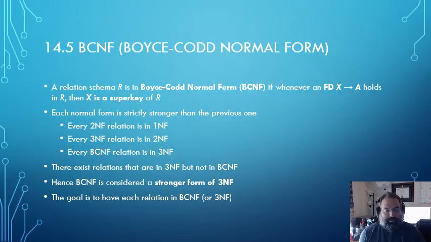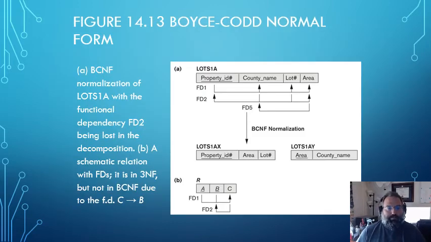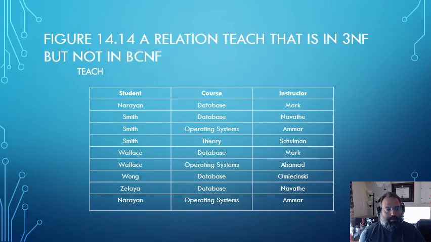There exist relations that are in third normal form, but not in Boyce-Codd normal form. Hence, BCNF is considered a stronger form of third normal form. The goal is to have each relation in BCNF or third normal form. Figure 14.3 is a Boyce-Codd normal form description. Figure 14.14 is a relation TEACH that is in third normal form, but not in BCNF.